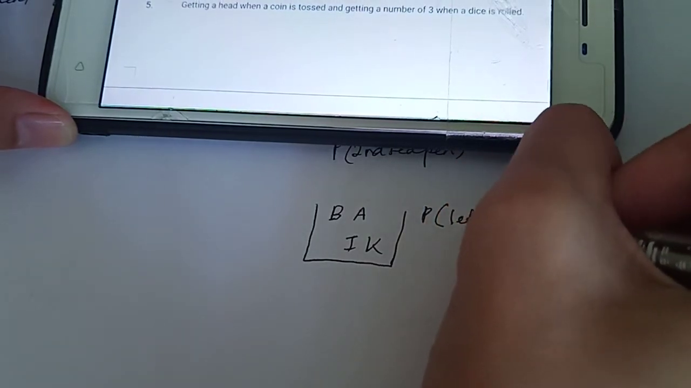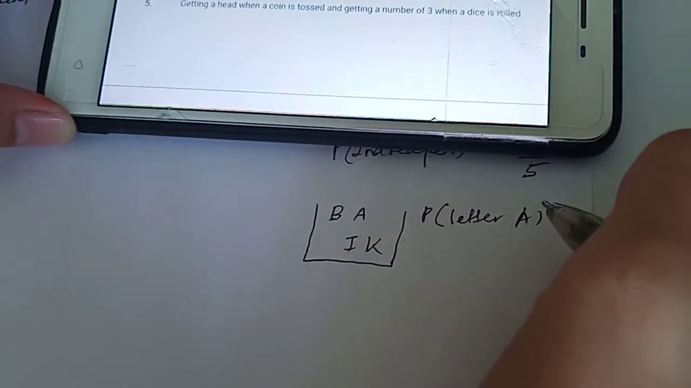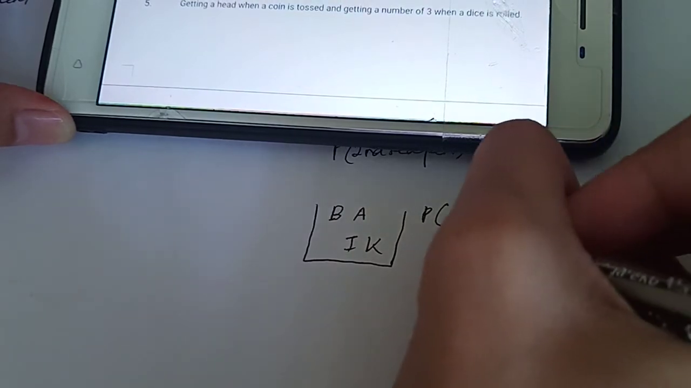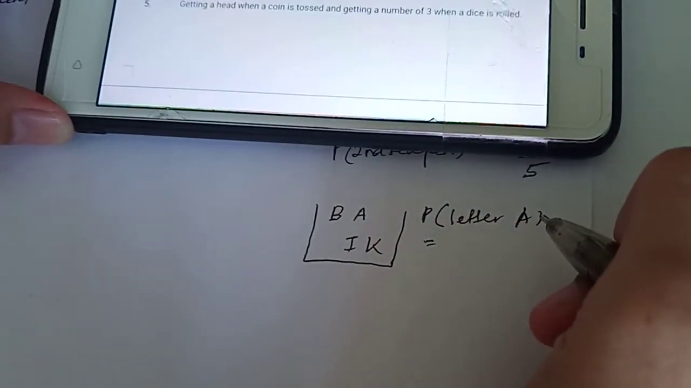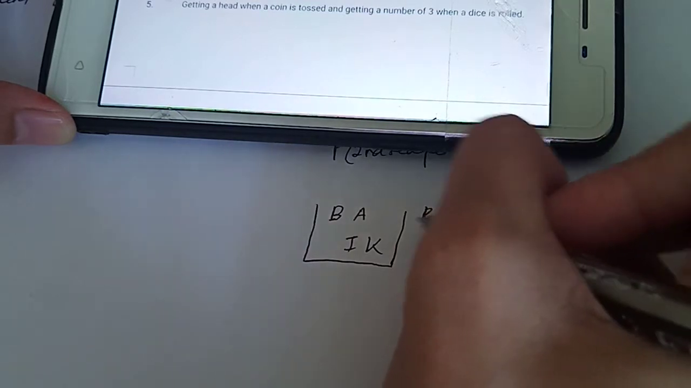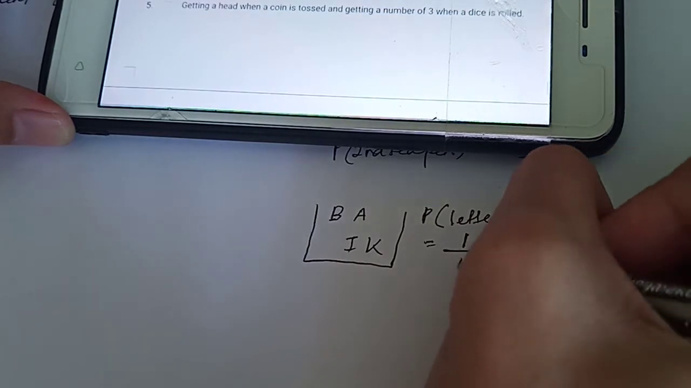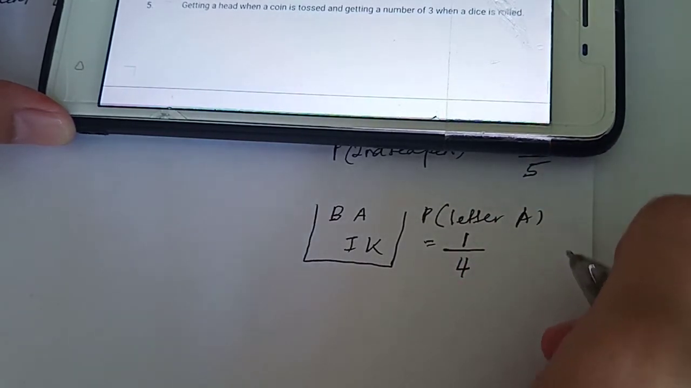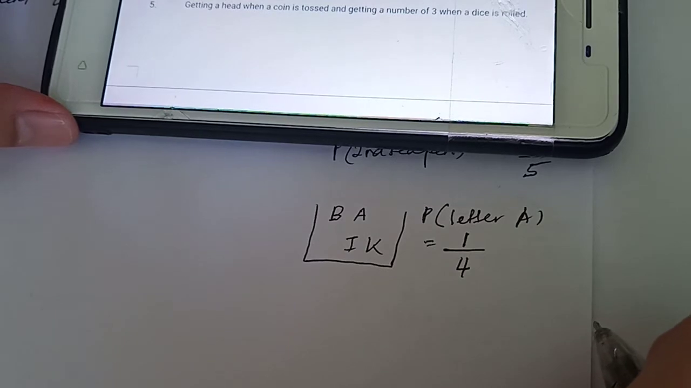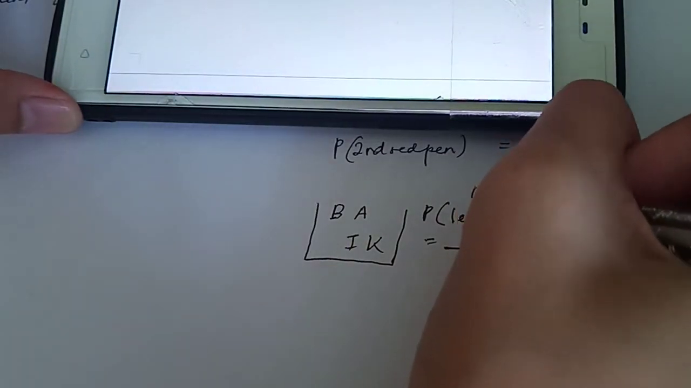Okay, probability of me getting a letter A first time. First card. So what's the probability of getting the letter A? It's going to be how many letter A? 1 over how many cards inside the box? 4. So 1 over 4. This is the probability of getting the letter A first time.